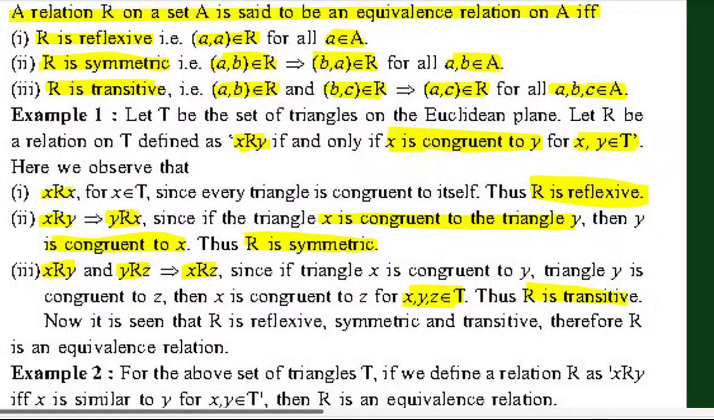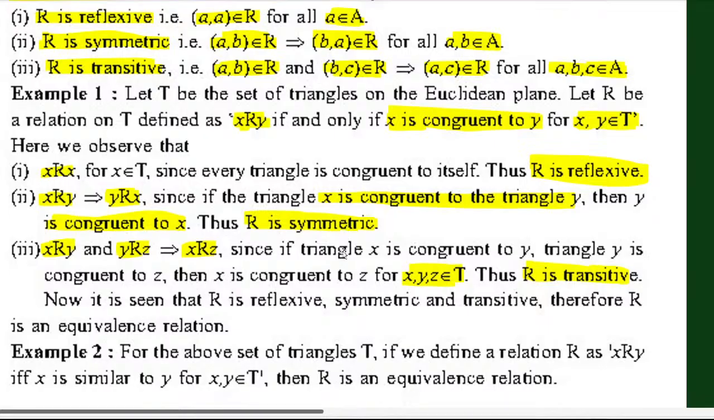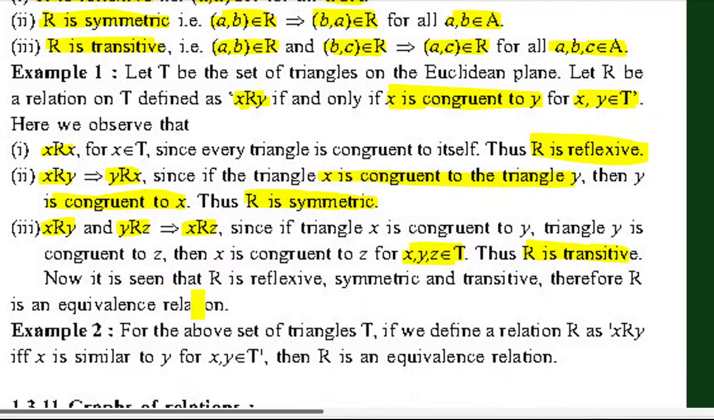So this relation on the set of triangles, in which one is congruent to the other, is an equivalence relation. Congruent means all the triangles are equal. So it is seen that R is reflexive, symmetric, and transitive. Therefore R is an equivalence relation. Clear?